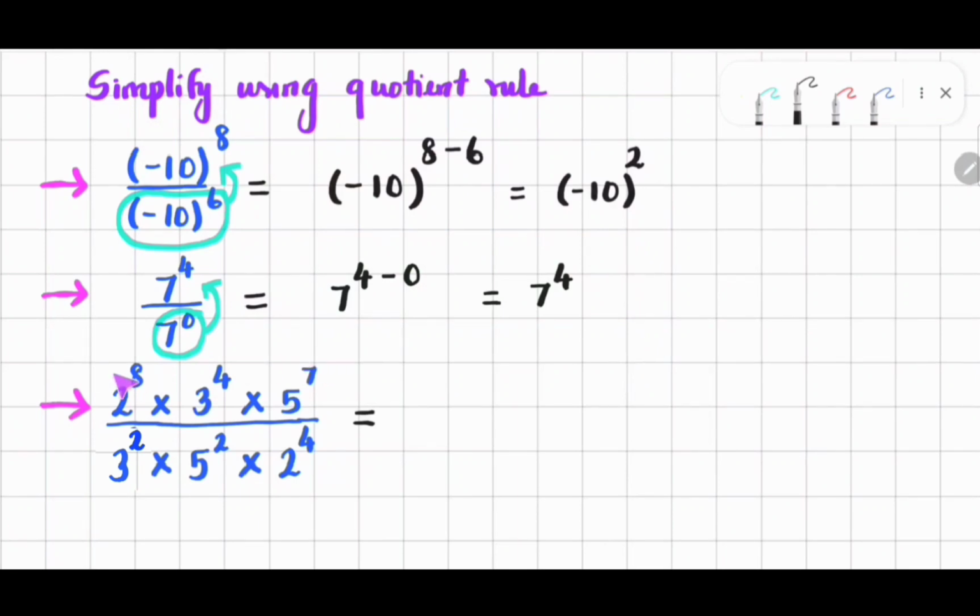Let's calculate the last one. Here, firstly I am grouping the exponential numbers with the same base. Like, if I write 2 power 8 in the numerator, its straight down denominator is 2 power 4.